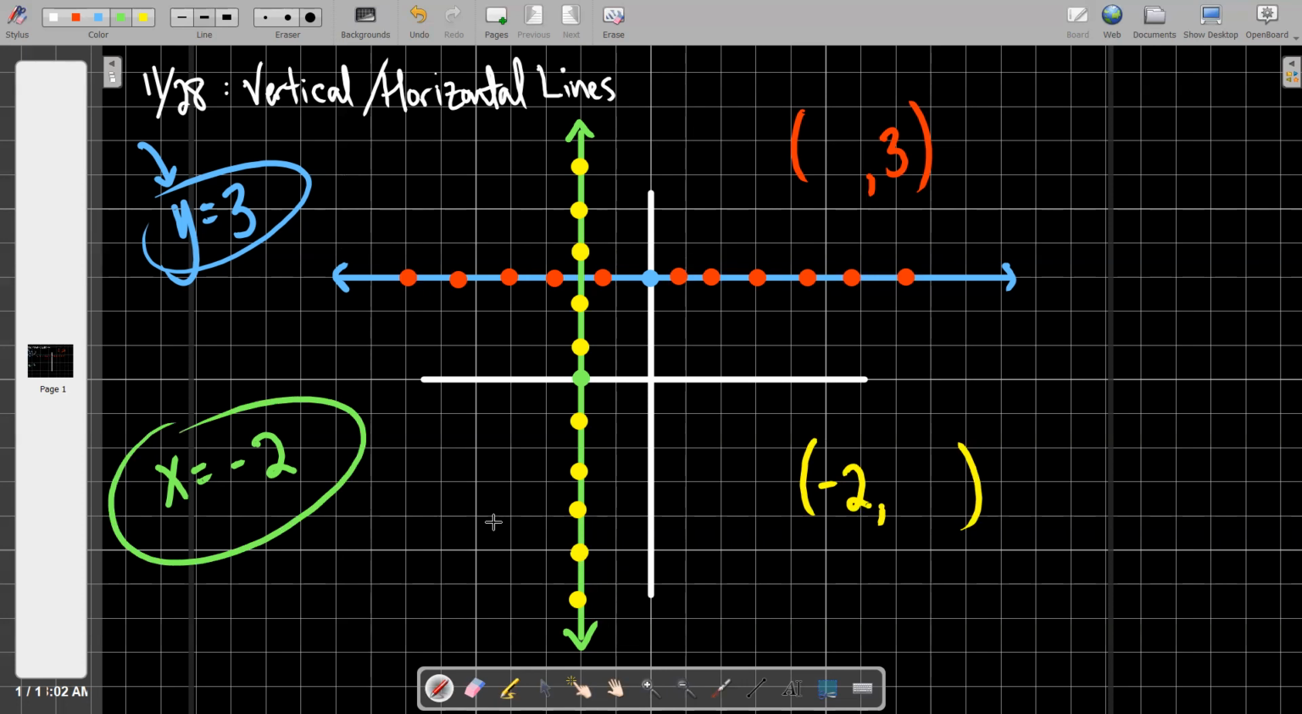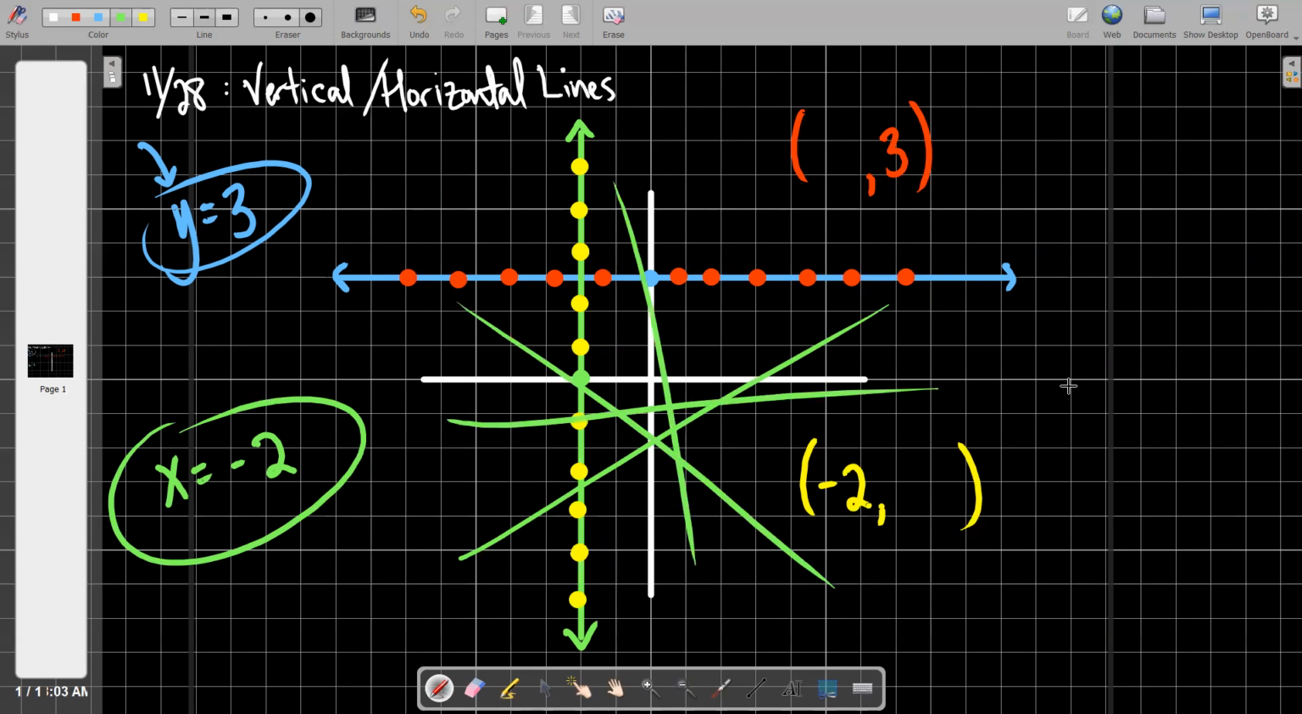So that's going to be the new thing for today. Sprinkled in throughout your assignment, there are oblique lines, you know, the ones that go like this and like this, and like this, and like this. There's a lot of those, but there's also going to be interspersed throughout the horizontals and the verticals. You guys got it? Any questions about that?